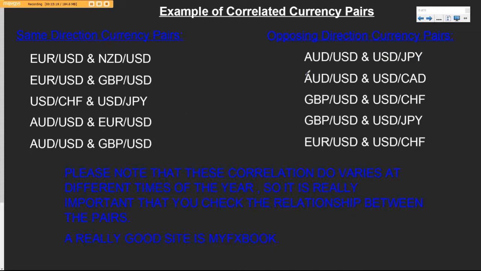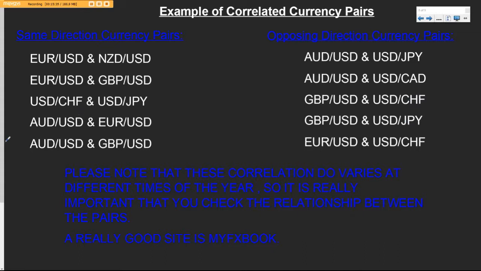Okay, these now go in opposite directions. So this is what we call positive correlation. This is what we call negative correlation. They tend to go in the opposite direction. So be mindful of these, and these are the majors really.